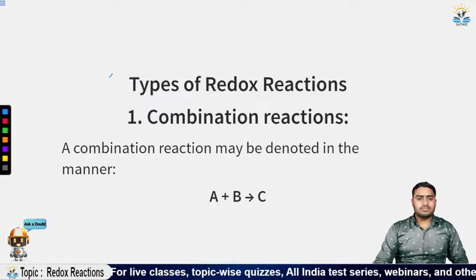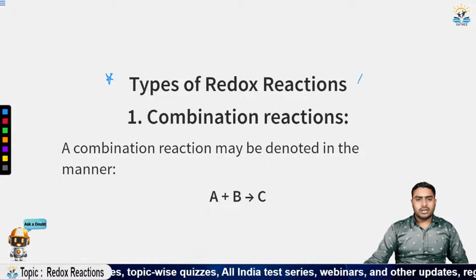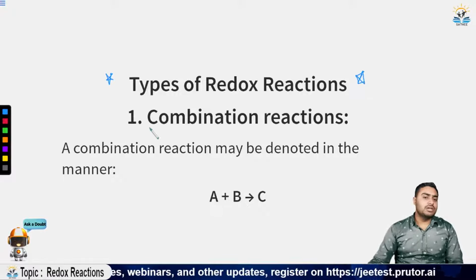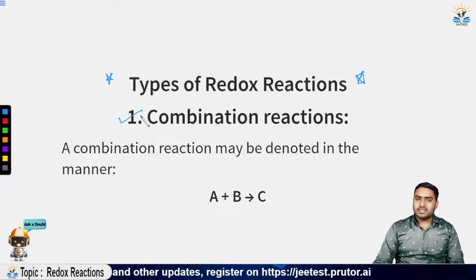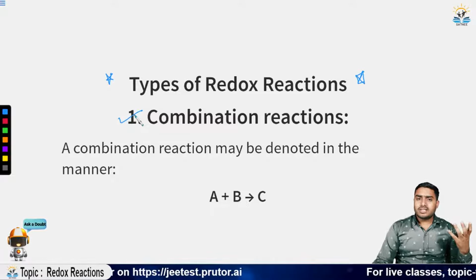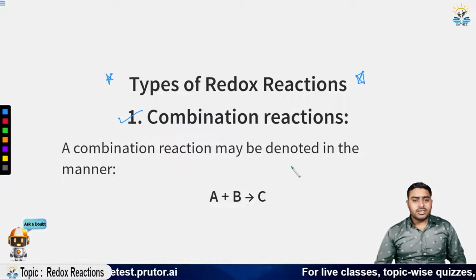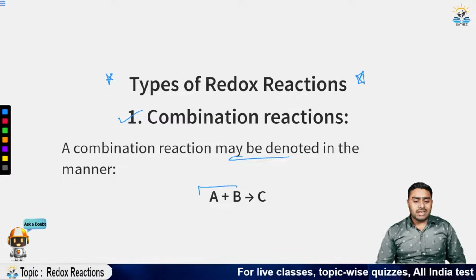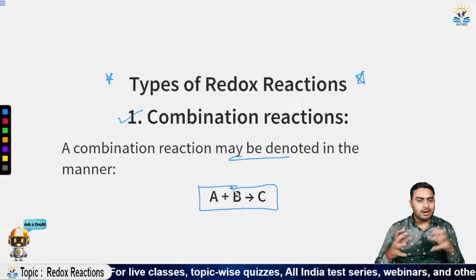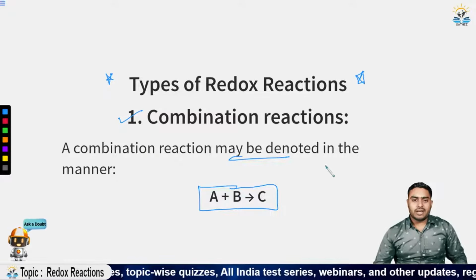Now let's understand some types of redox reactions. You will get a clear idea about the types of redox reactions in a few minutes. The first type is combination reactions. You already learned these types in your lower grades. A combination reaction may be denoted in this manner: A plus B gives AB. Very simple: when 2 or more reactants combine to give a single product, like Mg plus O2.